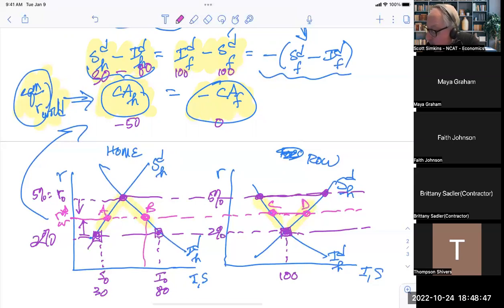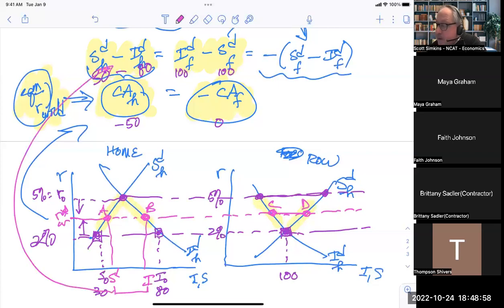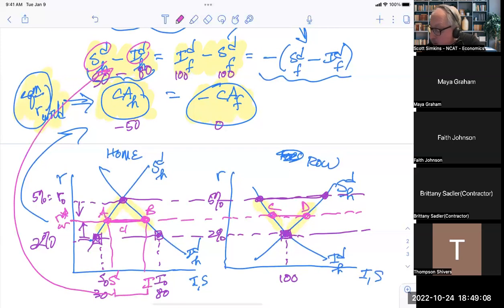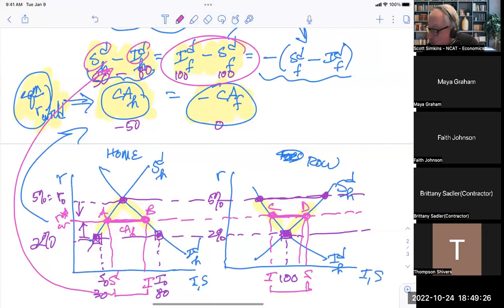Why is that? Here's the level of investment. Here's the level of desired saving. There's that distance. That distance is the current account. It's negative since investment is bigger than saving. So this is the current account in the home country. It's got to be equal to that difference between saving and investment in the foreign country. Whoops, I didn't draw that very clearly. Saving and investment, that distance. So we're saying in equilibrium for this problem, the distance AB has to be equal to the distance CD, right?